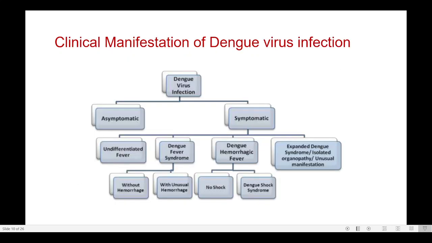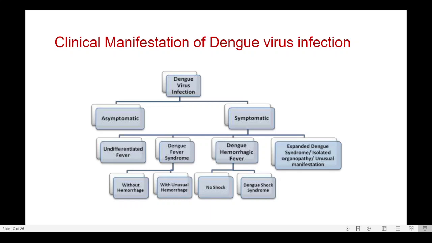Now coming to the clinical manifestation of dengue virus infection. I have already told that a spectrum of disease occurs following dengue virus infection. They may be asymptomatic. This asymptomatic dengue virus infection represents the portion of the iceberg below the waterline, and the tip of the iceberg represents the symptomatic part.